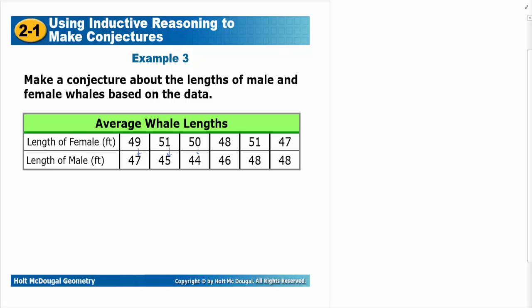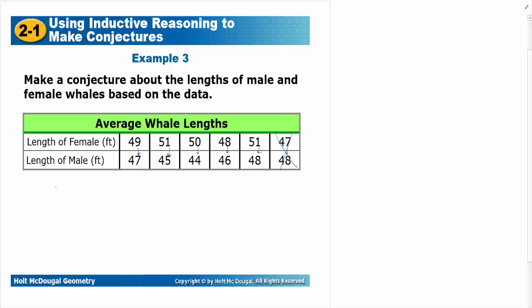Here the males are less. Here the males are less. Here the males are less. And here, well, the males are greater. But again, if you're looking for any other patterns, you're really not going to see it. These numbers kind of jump around a little bit. And then you have the length for the males, they kind of jump around a little bit. The only semi-consistent thing we have is that the average length of the male is typically going to be shorter than the female.